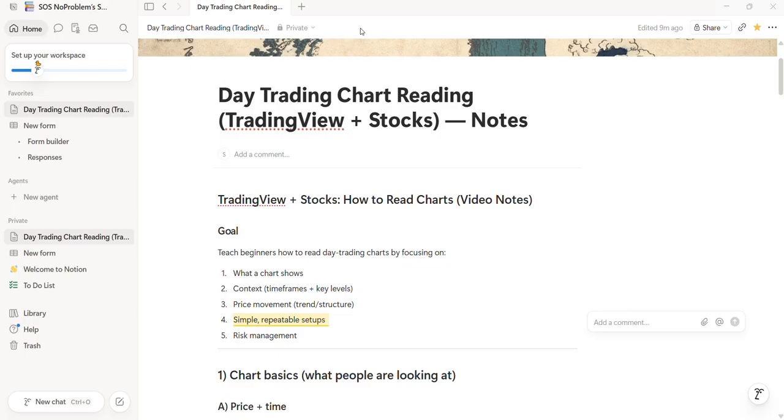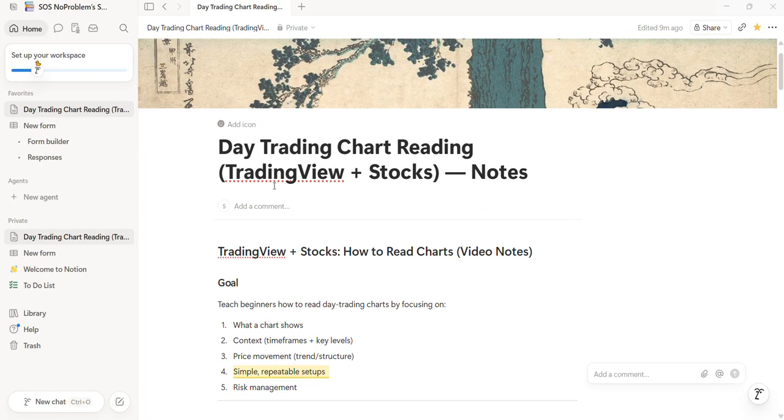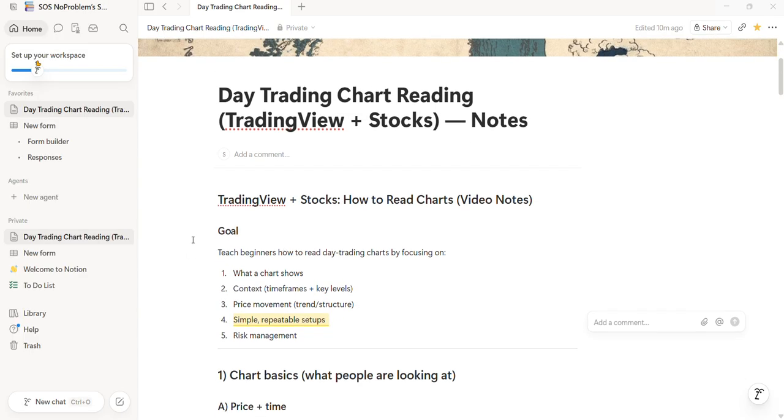But this is a little bit different. This is about how to read the stock market. So I went ahead and created this list with this app called Notion: day trading, chart reading, TradingView plus stocks. Just a little bit of the notes I wanted to go over with you guys.